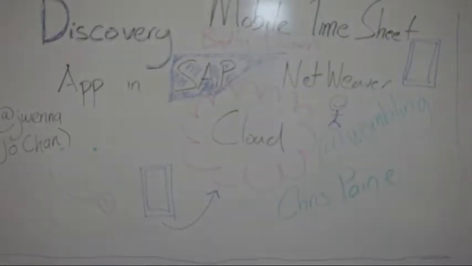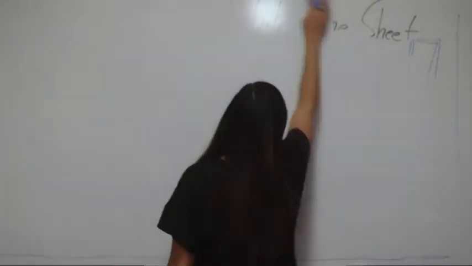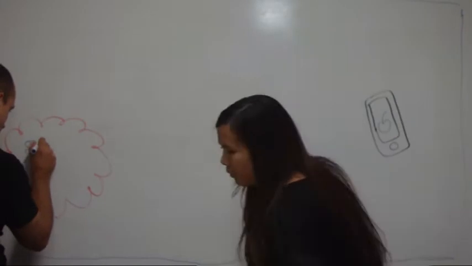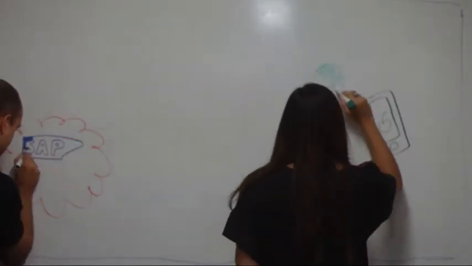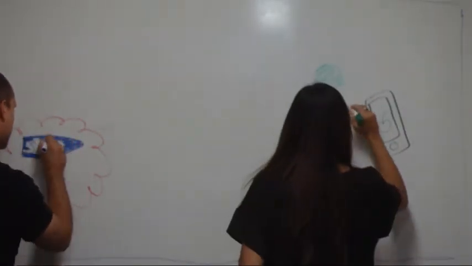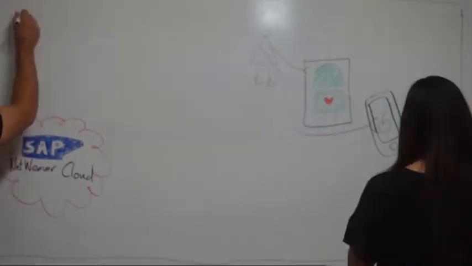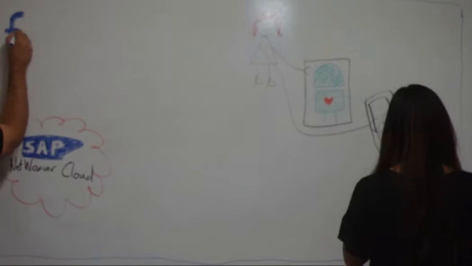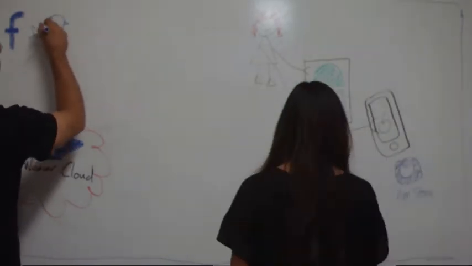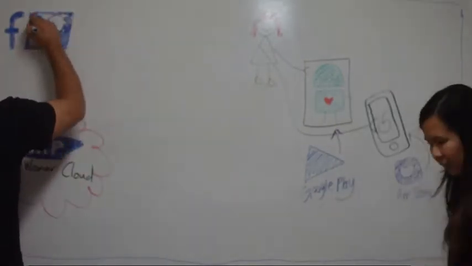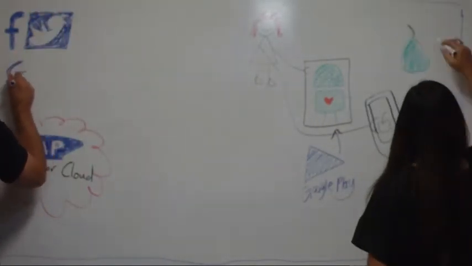So what have we actually built? We have built a mobile app which uses the SAP NetWeaver Cloud, which can be deployed on both Android and Apple. So we've got a little user there who is using both devices. And we had to have some way of authenticating into the cloud, so we used all sorts of fun social networking. So we used Google and Facebook and Twitter.